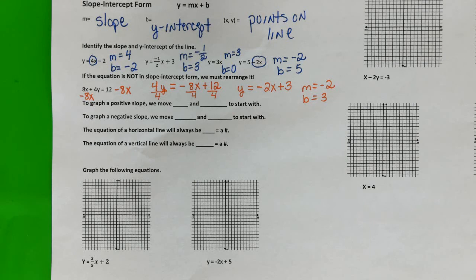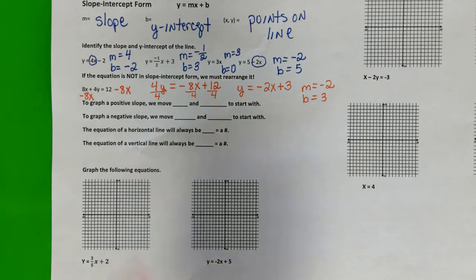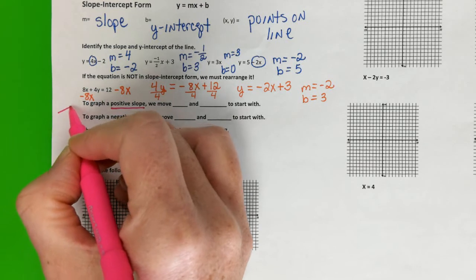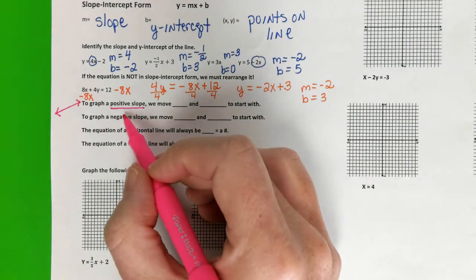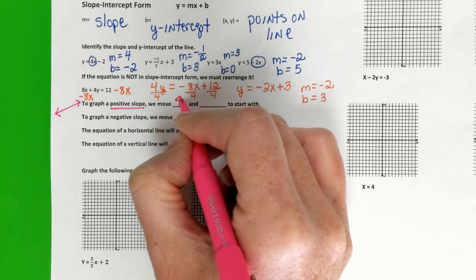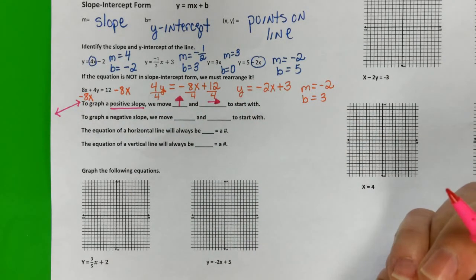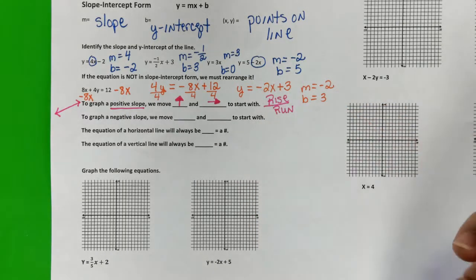Okay, now as we start graphing, there are lots of different ways that you can do this, but I'm going to give you the suggestions that I always find are the easiest and the most effective. Okay, so to graph a positive slope, first off, it's important to remember that a positive slope rises to the right. And so what I always tell my students is that if we have a positive slope, we're going to move up and right to start with. Up and right to start with. Remember, it's rise over run. And if it's positive, we want to go up and right to start with.